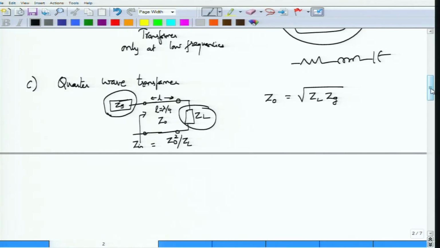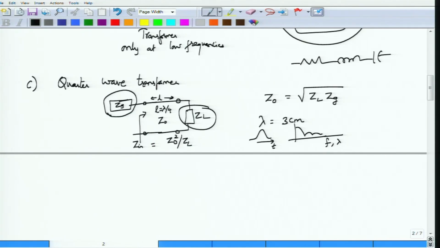For any other wavelength, the length will not be exactly equal to lambda by 4. For example, if you have performed all these designs with lambda of 3 centimeter, and instead of sending in a nice sinusoidal signal at 3 centimeter, you actually end up sending a pulse like this, and we know that a pulse consists of multiple frequencies.